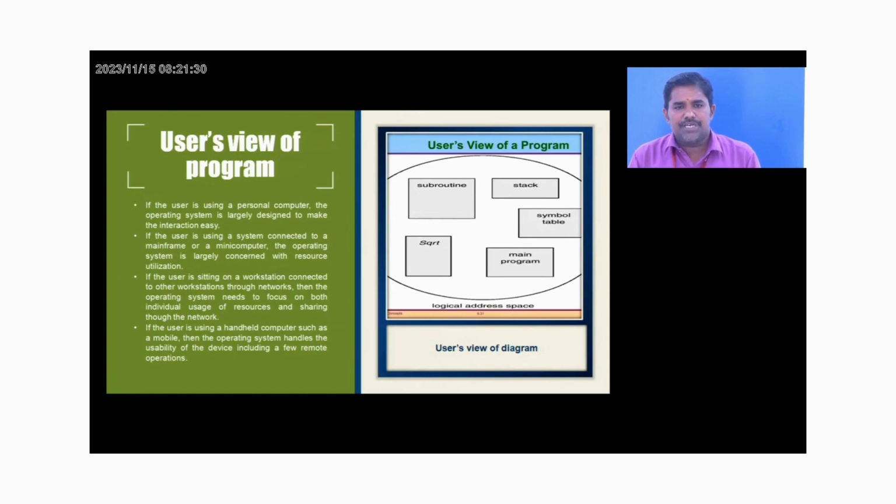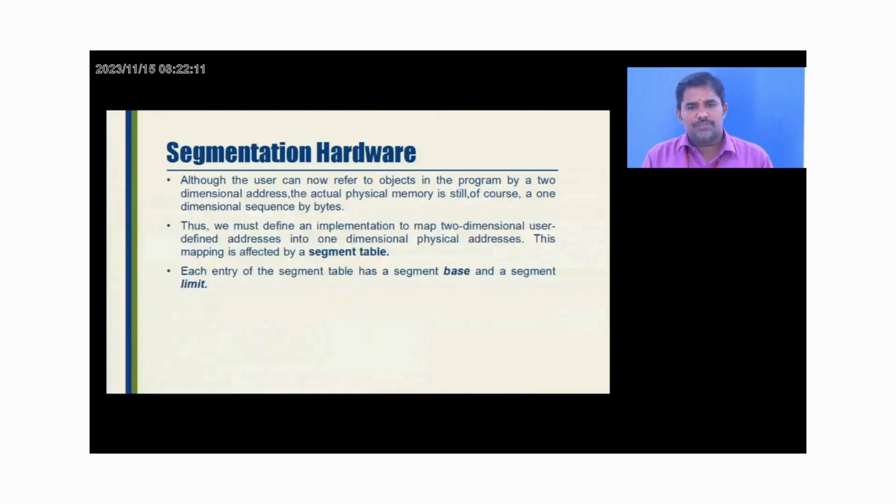If the same user uses a handheld computer such as a mobile, the operating system handles the usability of the device, including remote operation. So whatever the system may be, we need an operating system. The operating system is used by a user from various perspectives, and we need to store content in memory. The operating system provides such facilities, whether segmentation or paging, managing these things for the different views and usability of users.